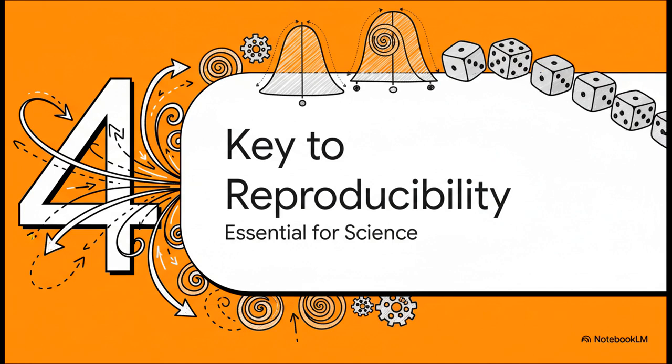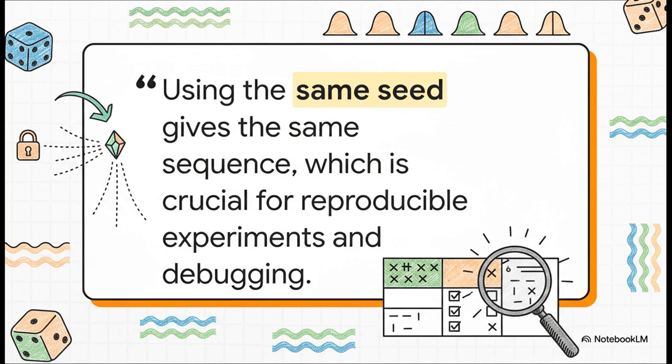If my amazing new machine learning model's performance depends on some random numbers, how can anyone else ever check my work? How can I even check it again tomorrow? And the answer to that problem, our secret weapon, is the seed.